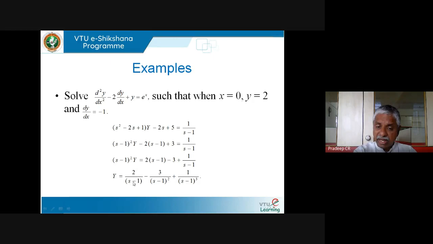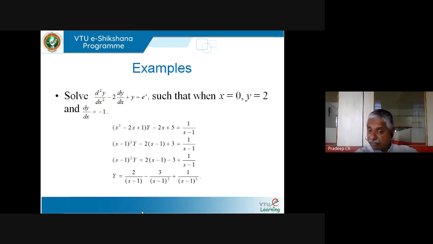I will not bother about s minus 1. It is 2 by s, because if I know inverse Laplace of 2 by s, I know inverse Laplace of 2 by s minus 1. Remember one of the formulas which we have used: if I know inverse Laplace of capital F of s, then I know inverse Laplace of capital F of s minus a. All I have to do is multiply by e power a x, multiply what? Inverse Laplace of capital F of s. That's what I have to do.